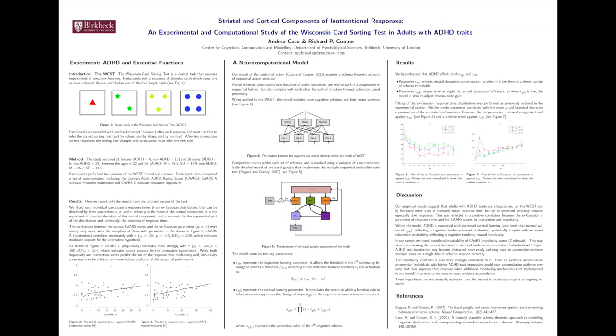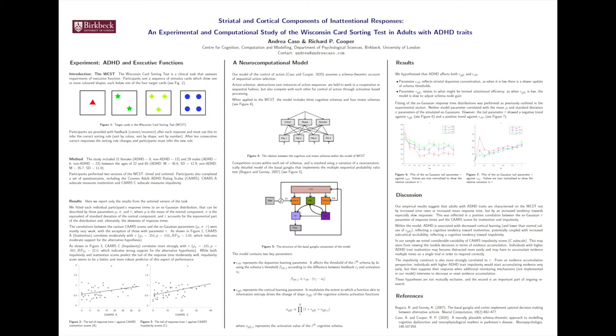In the experimental part, 50 participants performed two versions of the Wisconsin card sorting test, and we'll focus only on the untimed version, which is more similar to the one seen in clinical settings. In this task, participants sort a sequence of stimulus cards according to one criterion: sort by color, sort by number, or sort by shape. They are provided with feedback, and after 10 consecutive responses, the sorting rule changes.